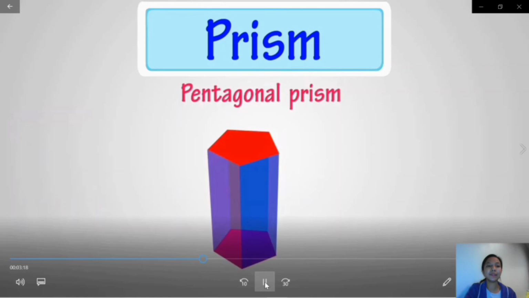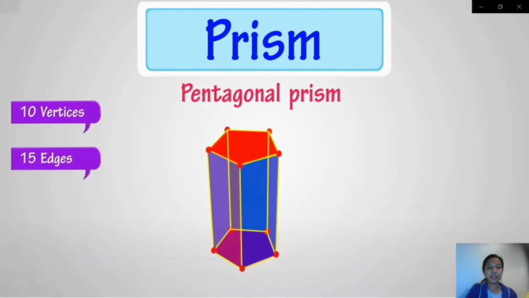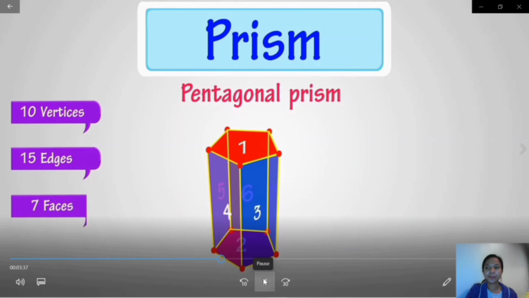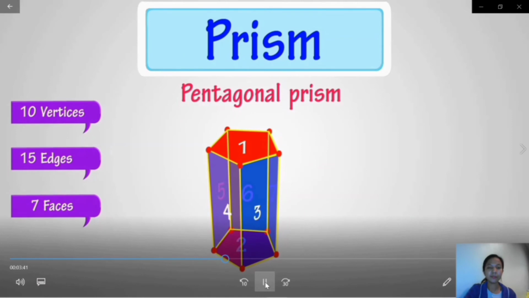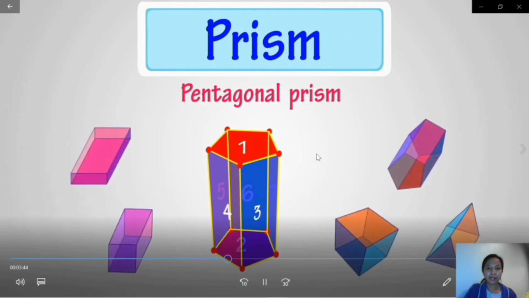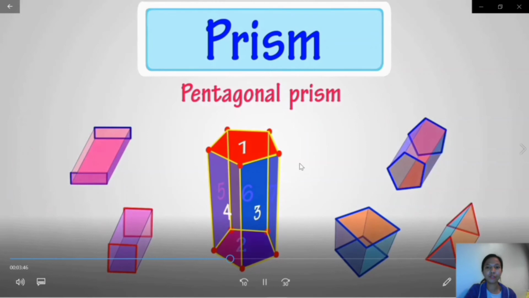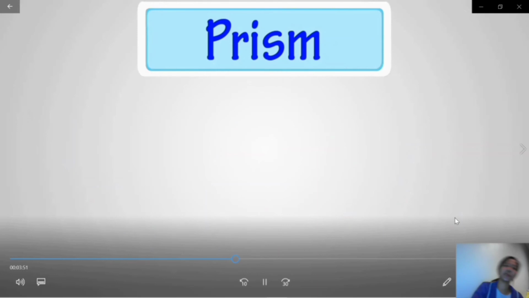Now, how many? Rectangle in shape, that's why it's a prism. So it has 10 vertices, 15 edges, and 7 faces. Alright? Understand? So this is about the pentagonal prism. Now next. Alright. So these are the examples of prism. Done for prism. Now next, proceed to pyramid.